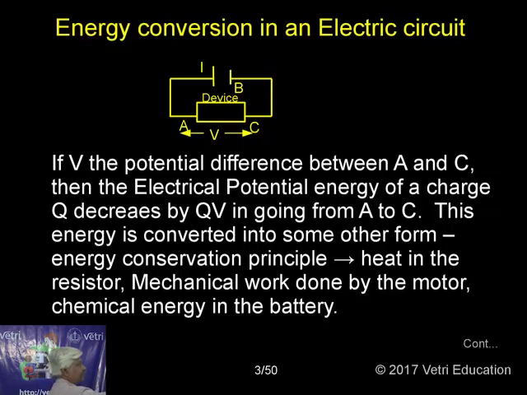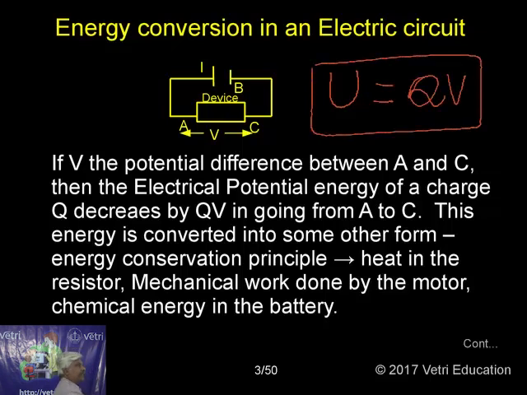Here, my point is that the energy is Q into V. Don't forget it, it's an important formula. The energy U is equal to Q into V. This energy is converted into some other form. Because the energy has decreased, according to the conservation principle, energy can neither be created nor destroyed. The energy that decreases may be converted into heat energy. That is the principle here.